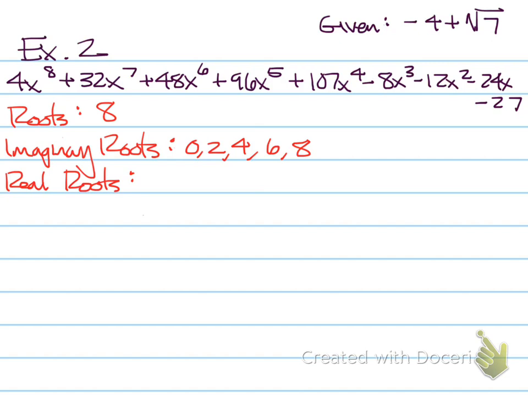So 8 minus 8 is 0. 8 minus 6 is 2. 8 minus 4 is 4. 8 minus 2 is 6. 8 minus 0 is 8.